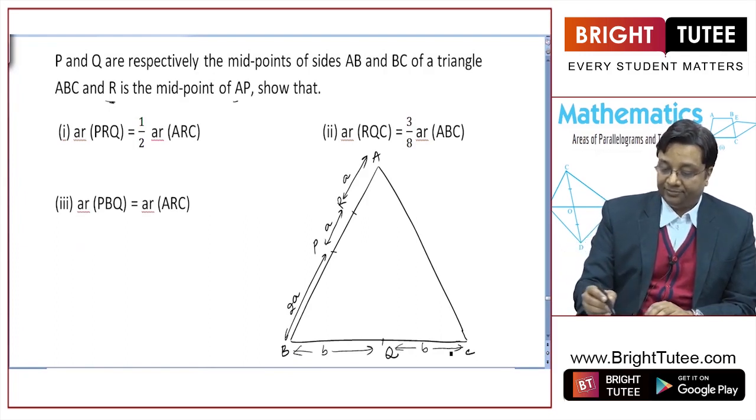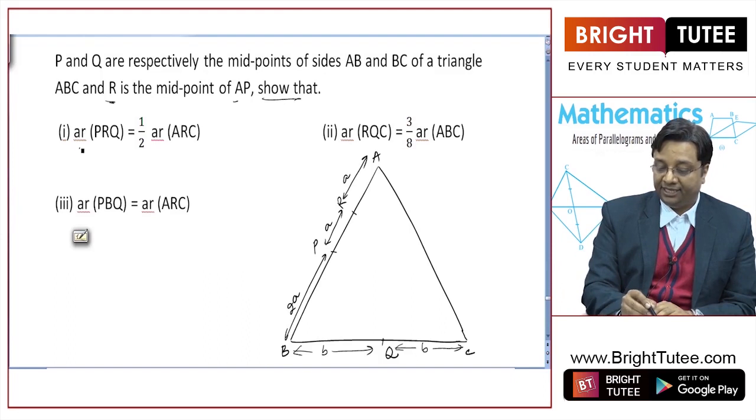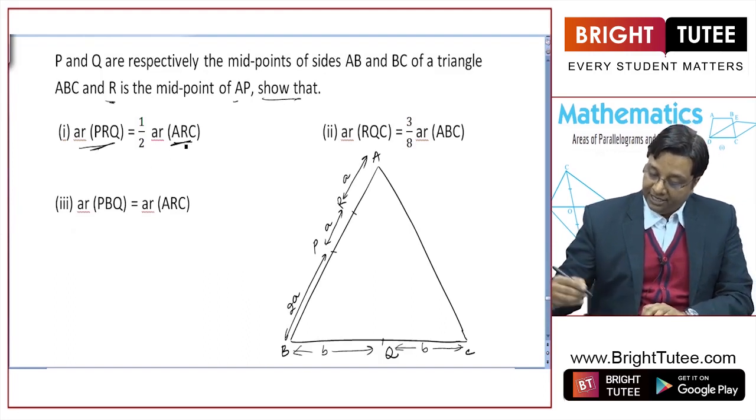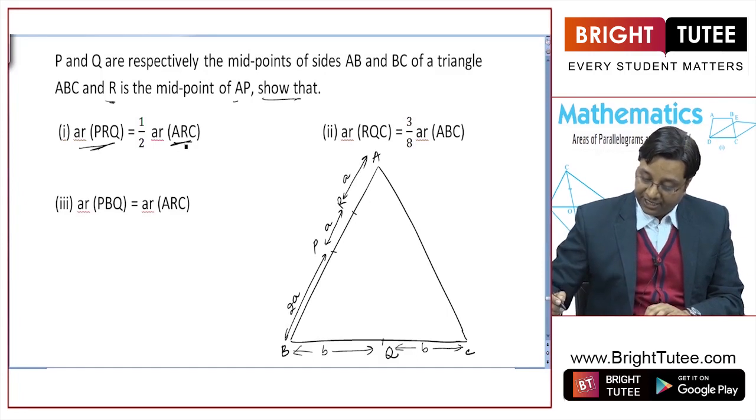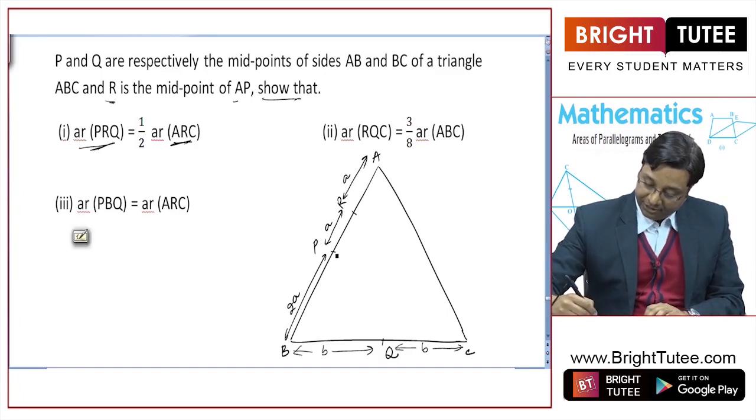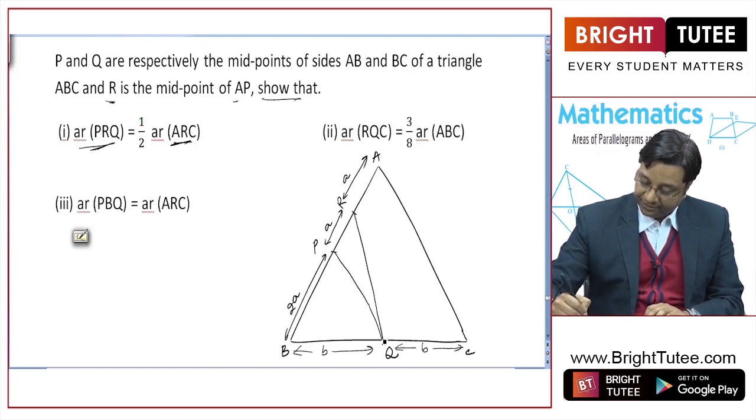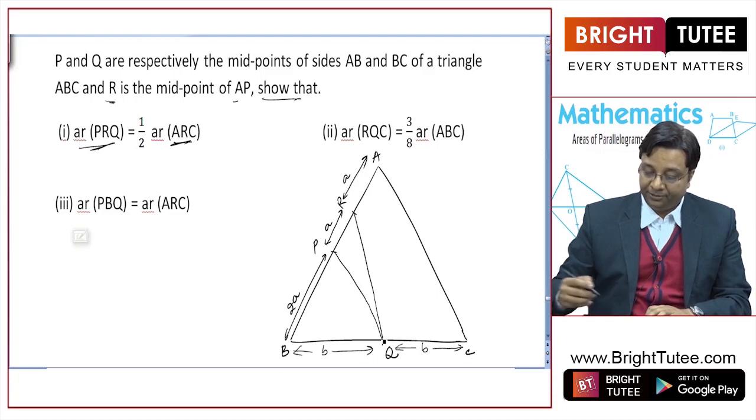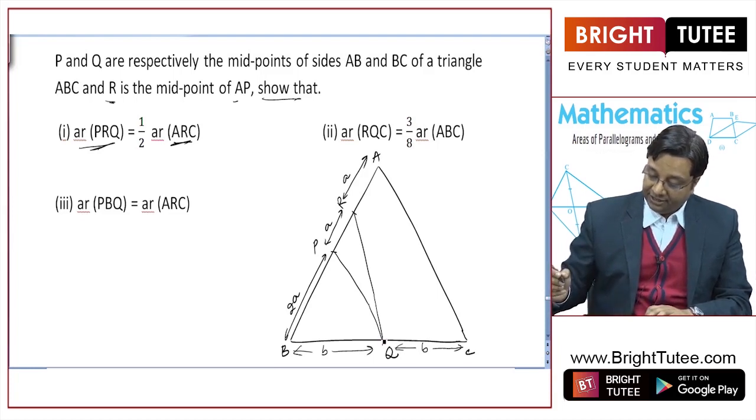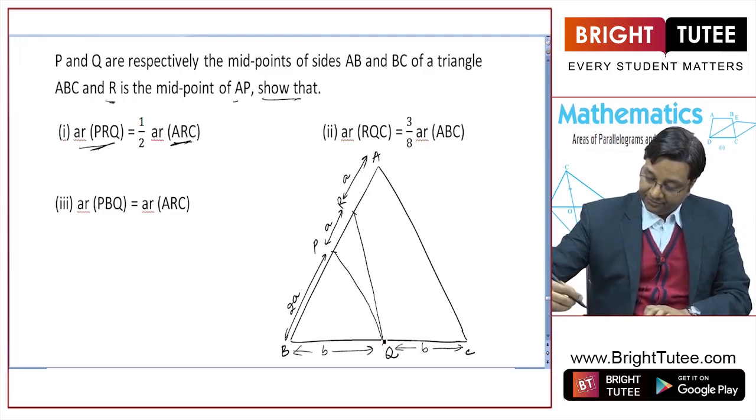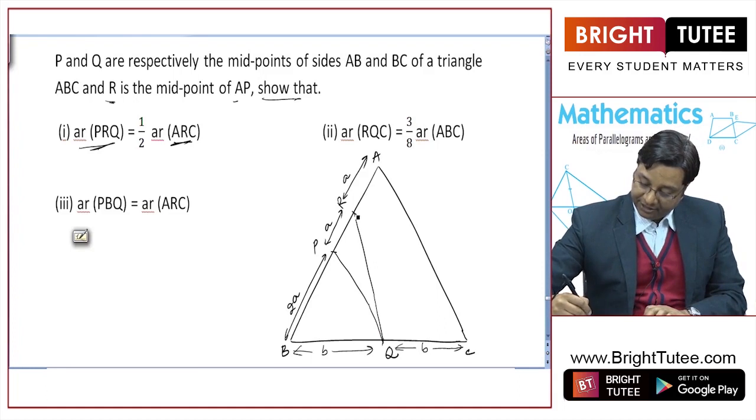Now see, we need to show that the area of PRQ is half of the area of ARC. So let us first of all join these, P with Q, R with Q. So now you have triangle PRQ. For triangle ARC, let us join these.